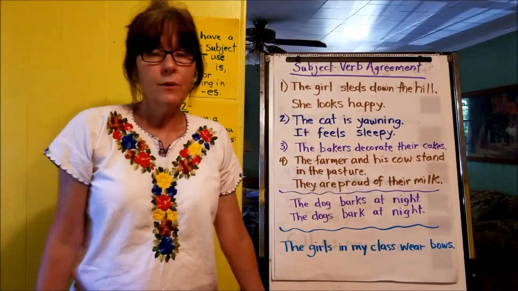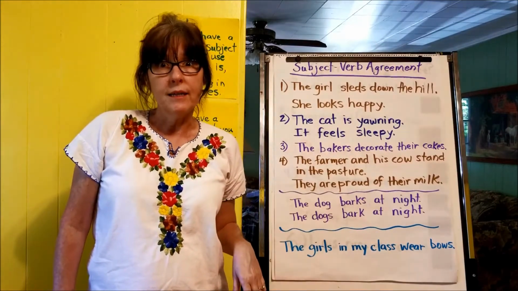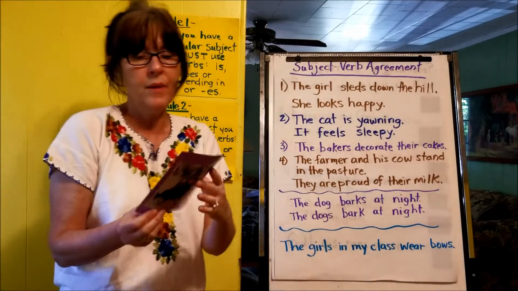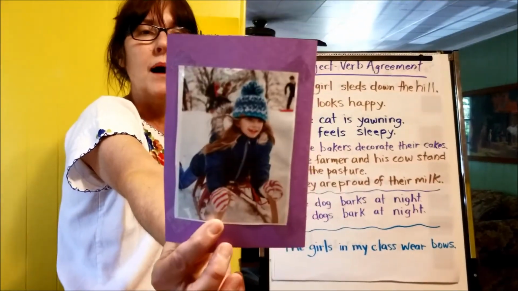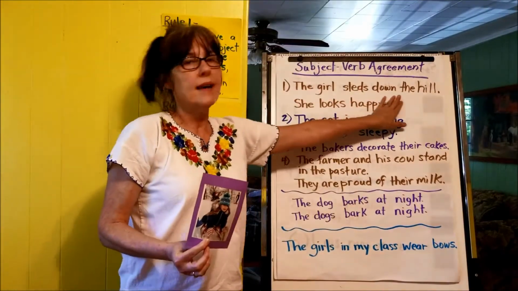What is subject-verb agreement? In order to really be able to do that well, you first have to know what a subject is. So let's take a look at some pictures and talk about them, okay? Look at this picture. You can make a sentence about this. Make one in your mind. I made one already. The girl sleds down the hill.